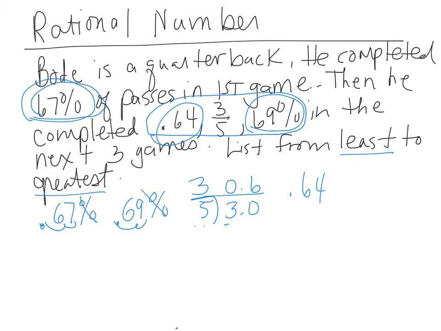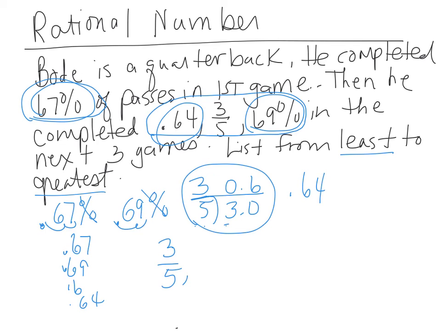So it wants the smallest to the largest. So we can line them all up. 0.67, 0.69, 0.6, and 0.64. And if we look at them, they're all 6s, so go to the next column. Well, the smallest one would be 0.6, which is really this one here. So we're going to line it up with what it has given you. 3/5 is the least, so we're done with that one.